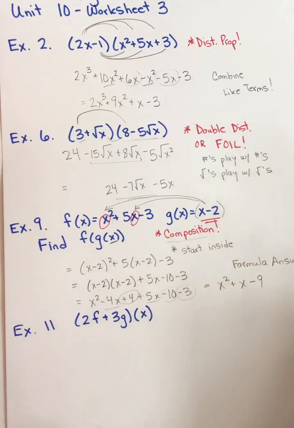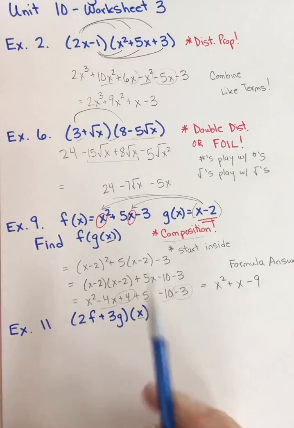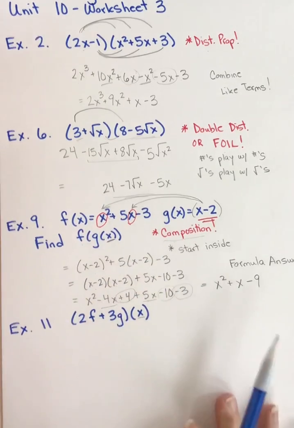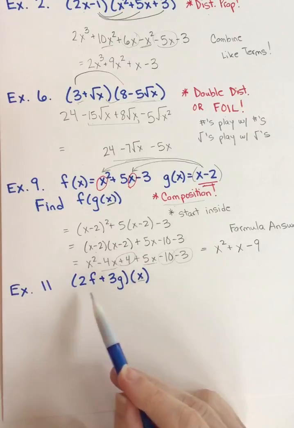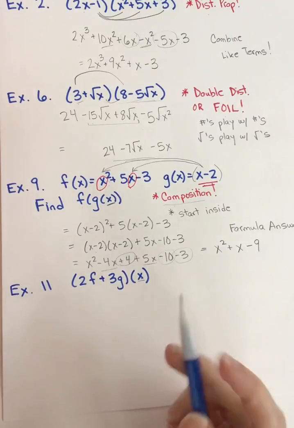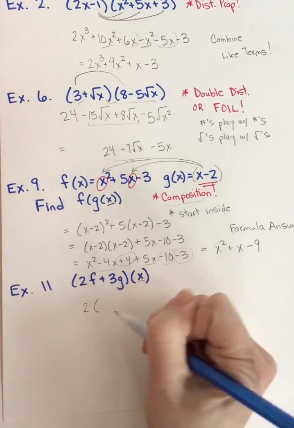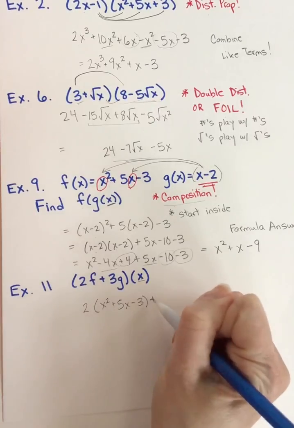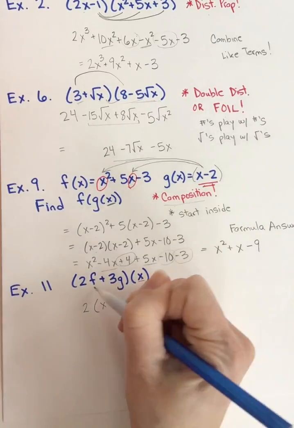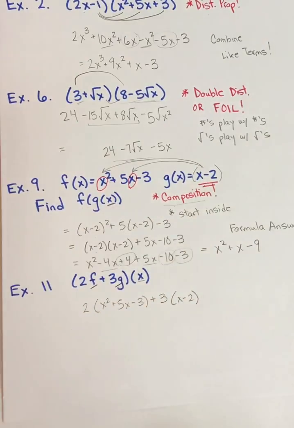Okay, last but not least, I've got x again that I'm starting with, same f, same g. All this is telling me is that I want a formula, not necessarily a number answer. Other than that, this one's not too bad. I'm going to take 2 times all of f, safety first, use your parentheses, plus 3 times all of g. So I'm replacing those letters with the formula I was given.